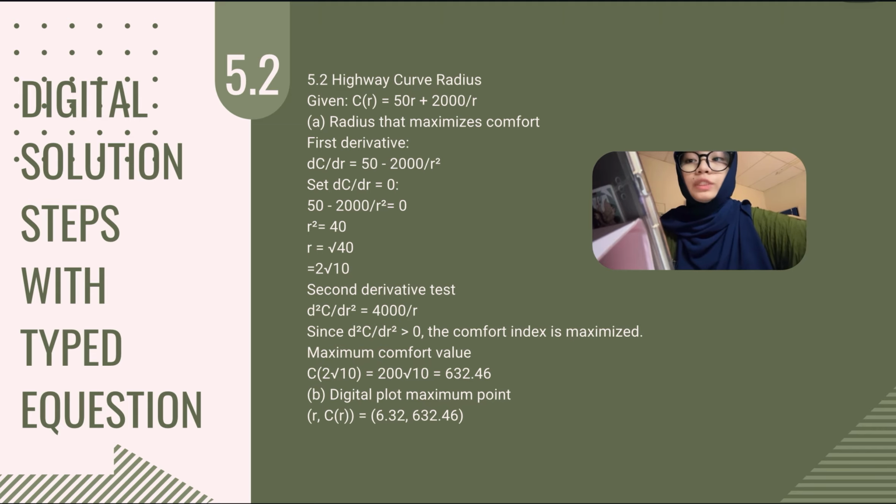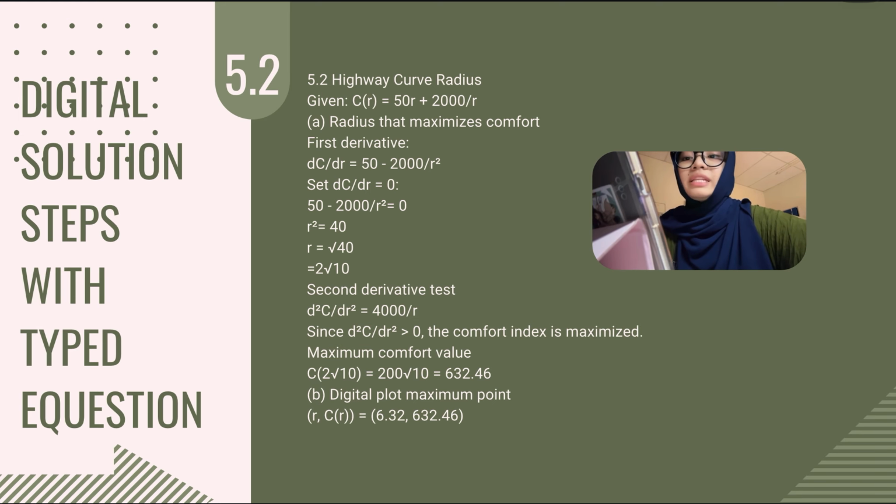To do this, we first differentiate the function with respect to R. The first derivative is 50 minus 2000 over R squared. Next, we set the derivative equal to 0 to find the critical point. Solving 50 minus 2000 over R squared equals 0 gives R squared equals 40. Taking the square root, we get R equals 2 square root of 10.